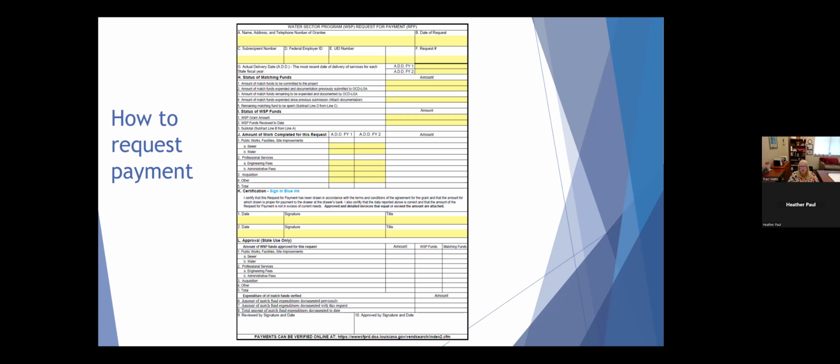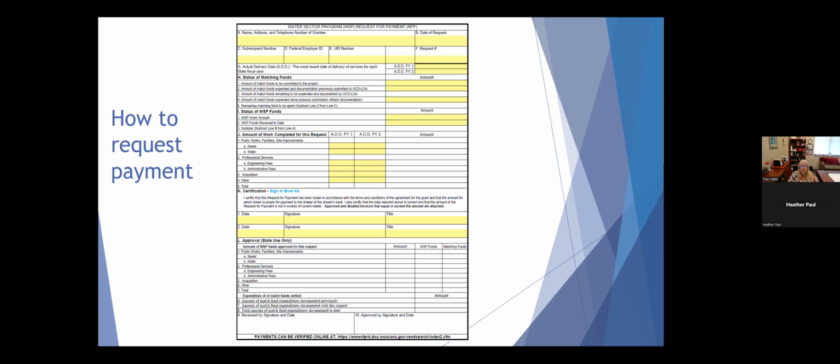Remember that you must have an actively registered UEI number in SAM.gov. And we do go in to verify. If we cannot verify in SAM.gov that it's active, then we cannot process these payments. You would enter your request number in F.